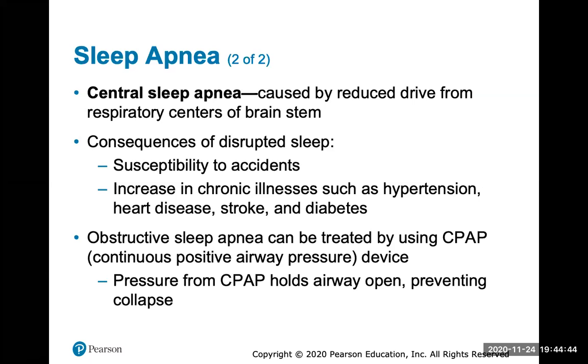Central sleep apnea is caused by a reduced drive from the respiratory brain centers. Obstructive sleep apnea can usually be treated by using a continuous positive airway pressure device to help keep the airway open. Very uncomfortable, but that's what people can use when they sleep.